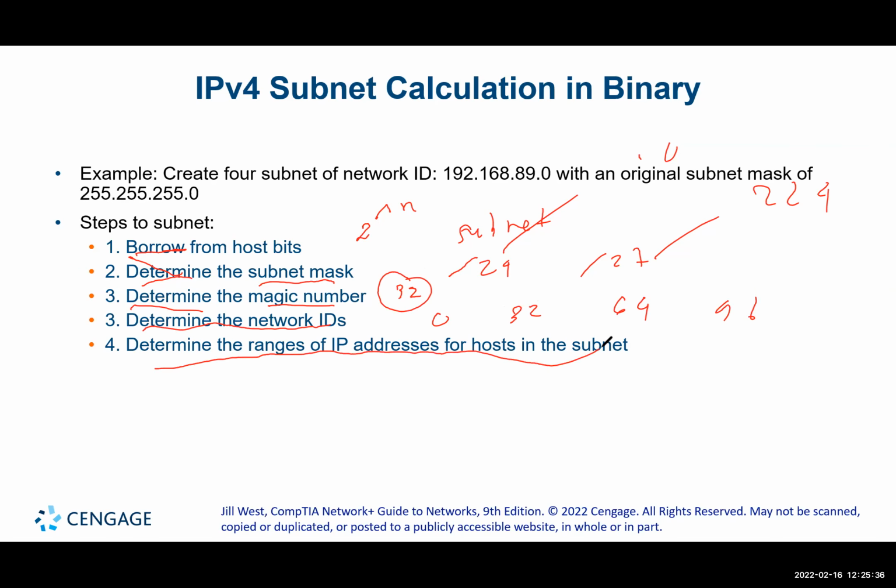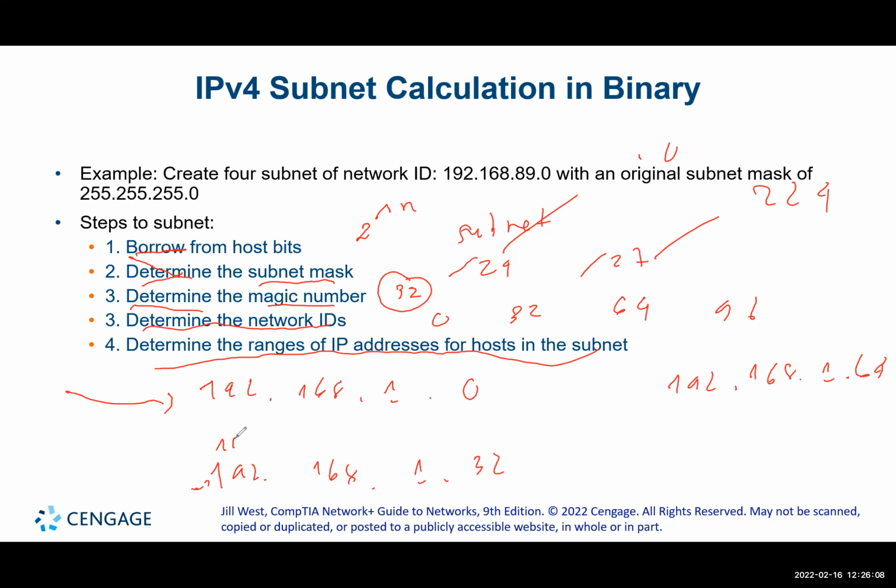Okay, so the last one is to determine the range of IP addresses of the hosts in the subnet. So we see, I have one network of 192.168.1.0. That is the first subnet, right? And the second one, I add up the magic number, I have 192.168.1.32. That's the second one. And the next one, I have 192.168.1.64. So we see, the hosts range runs from the network address of the first subnet up to the address that comes right before the second one.